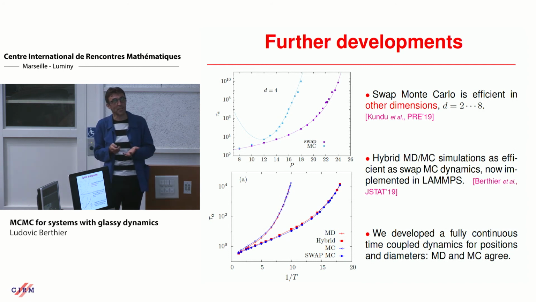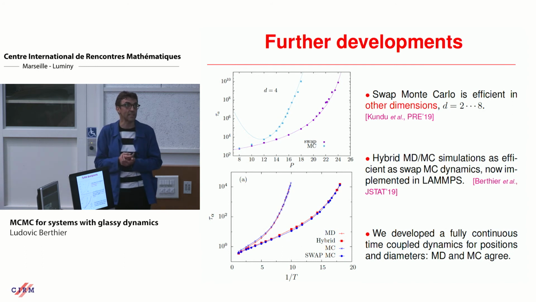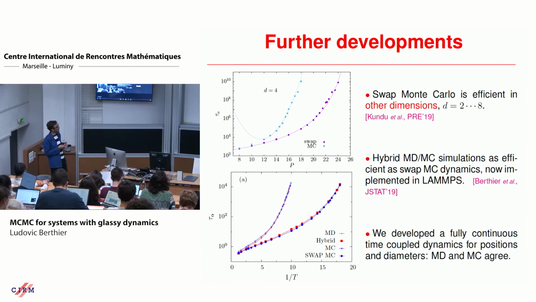One other thing we've done is we try to come back to molecular dynamics, more continuous time-like dynamics. We've done 2 things. We've done a hybrid molecular dynamics, Monte Carlo dynamics, where we do the translations with ordinary molecular dynamics, and then we do the swap moves with Monte Carlo. We've implemented this in the packages that people use in the field, and it works just as well. We even tried to develop a totally continuous dynamics, so pure molecular dynamics, where the diameter and the positions now evolve through some kind of Newton's equations of motion.